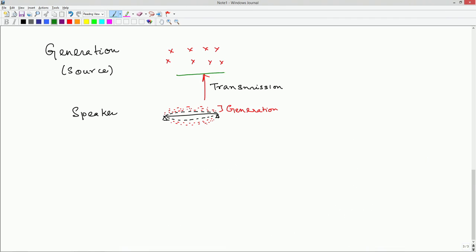That is not true, right. There are obstacles. So, now let us complicate the picture a little bit and say that there is a certain obstacle here. It could be a wall, it could be a fat man standing between me and you, it could be anything, right. So, obviously, the transmission path will now get distorted.